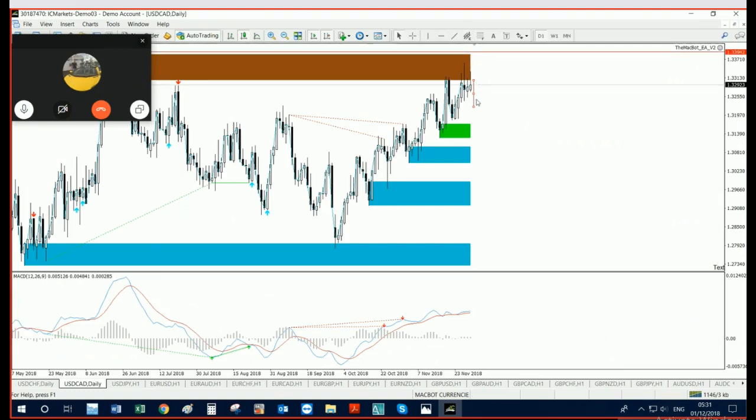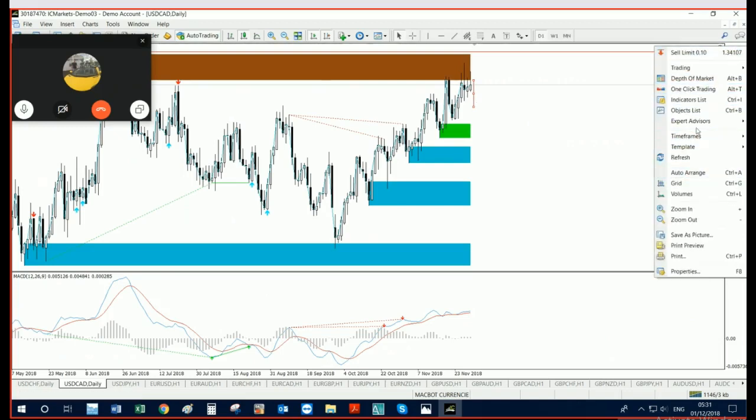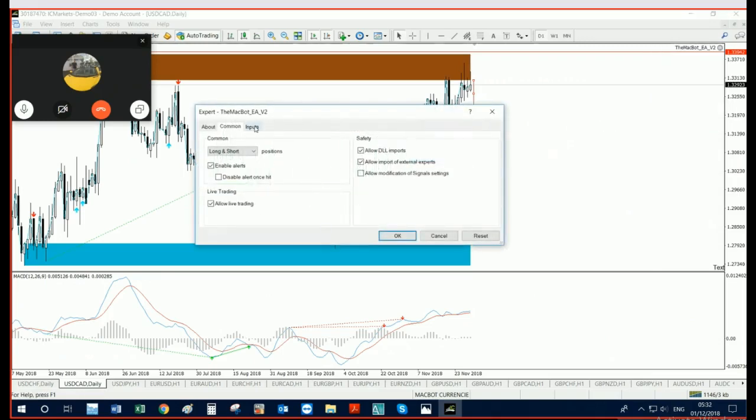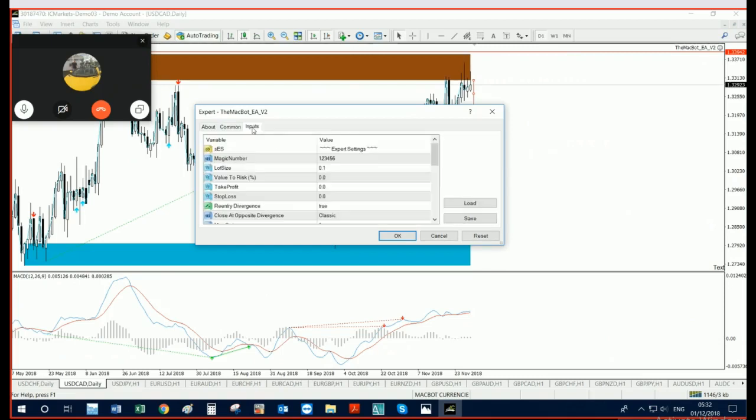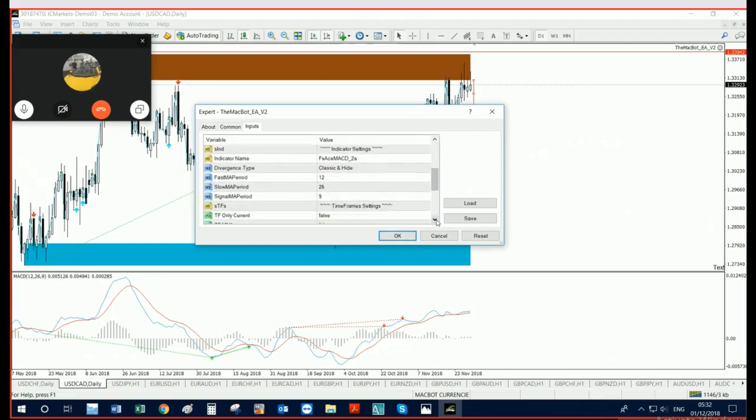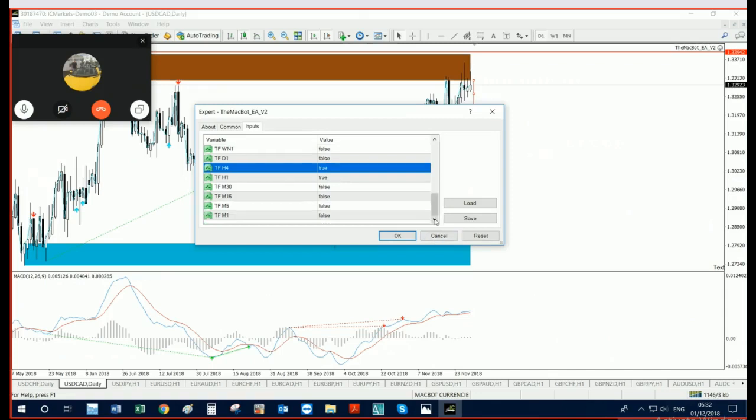So what you want to do now is go to the MacBot, right click, expert advisors, properties. You're only looking to short the market, so go to the short market inputs. Remember your stop loss: 100 pips. Any problem, just leave that; you'll play with it and get to know it. Slow down. Okay, so for time frames, turn the daily off. The 4 hours and 1 hour are on, correct. Just make sure the daily is false.